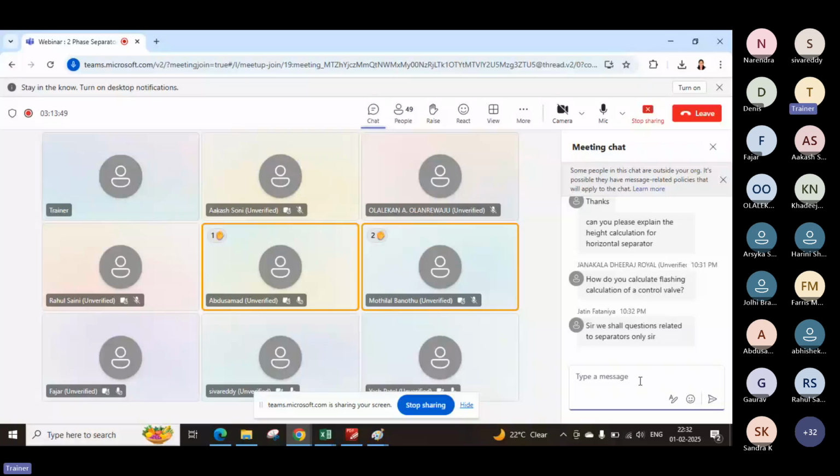So anything you have for separators, will be happy to take. Or else we can stop here. Almost 10:30 p.m. here in India.